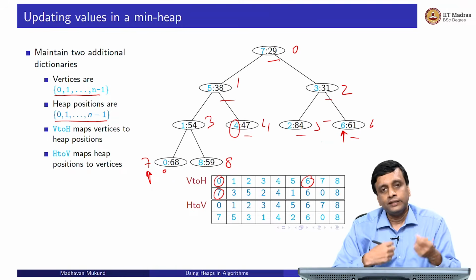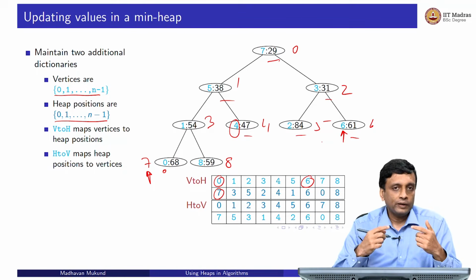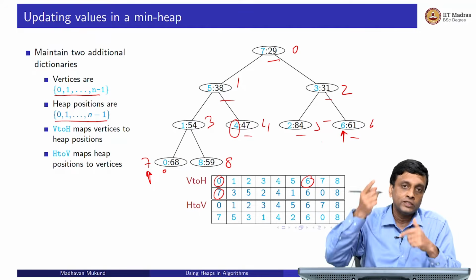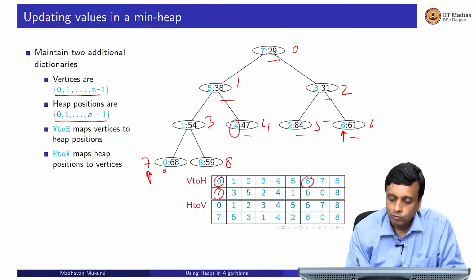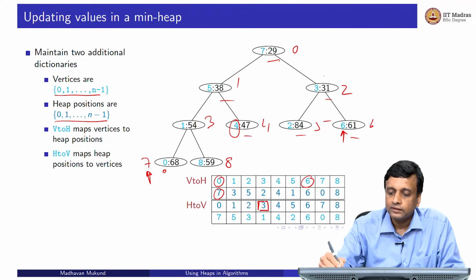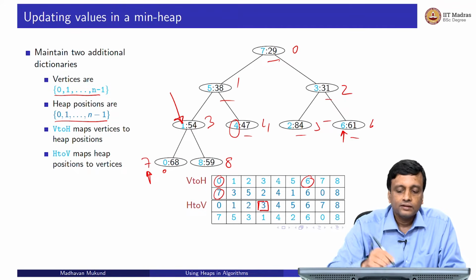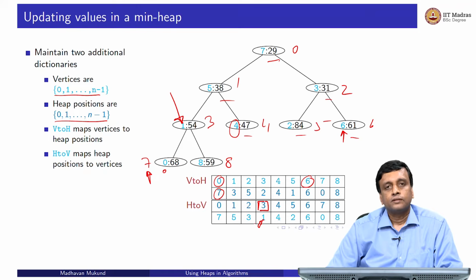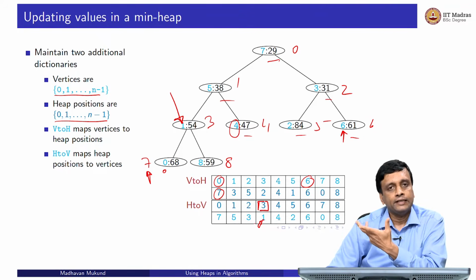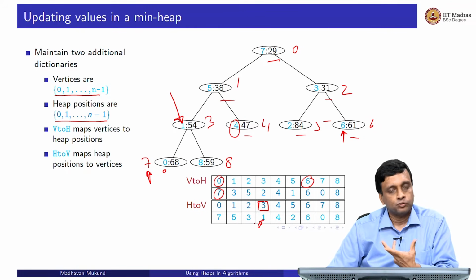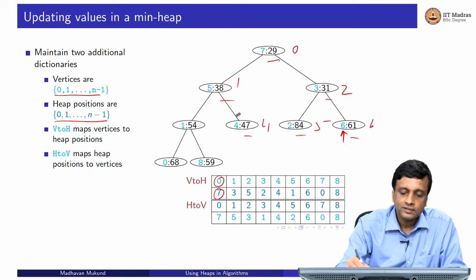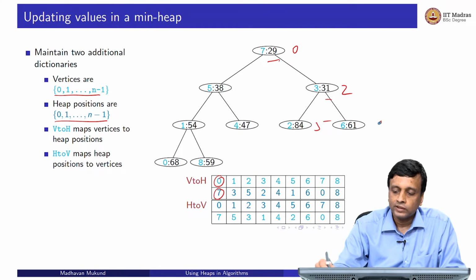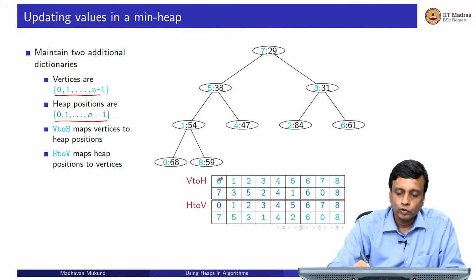But I also need the reverse, because when I exchange, I will go to a new position and I need to know which vertex I am moving, so that I can update this map. So I have the reverse map which says that at position 3, which is here, the vertex is 1. This is a heap to vertex map. It tells me, if I am at position k in the heap, which vertex is stored in that position k. If you go through this, the reason I have put these blue vertex numbers on the heap is that in the normal course of things, of course, you would only keep the distance.